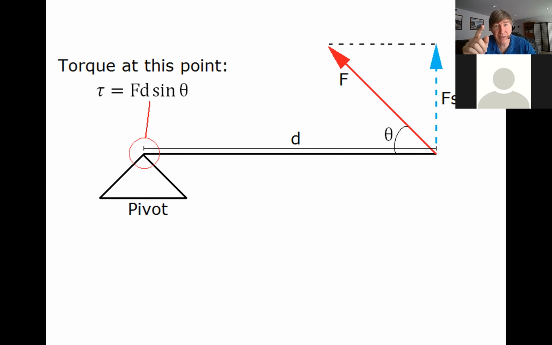The Greek letter tau, which you can call a cursive T if you want. The way to calculate that is take the amount of force, and force here in America is usually measured in pounds, although in other countries, the more civilized countries, force is measured in newtons.